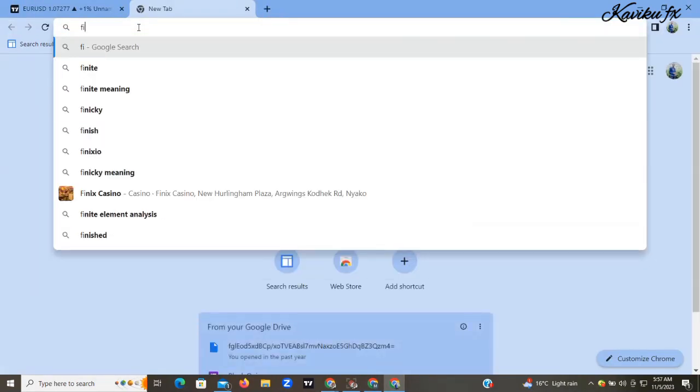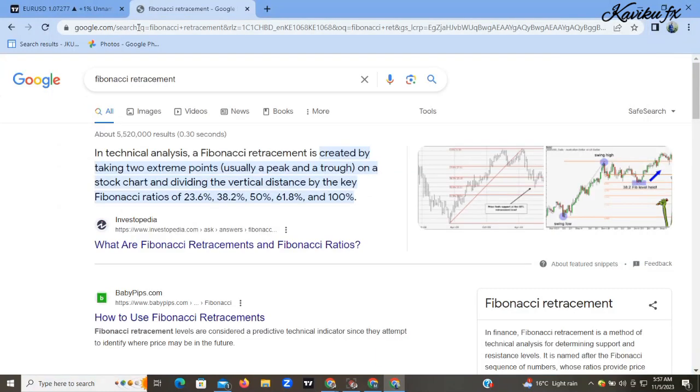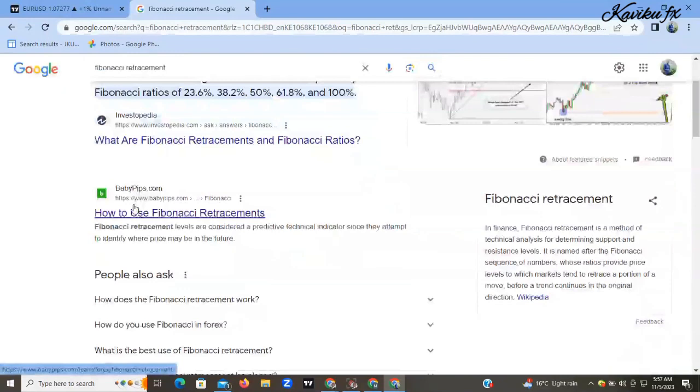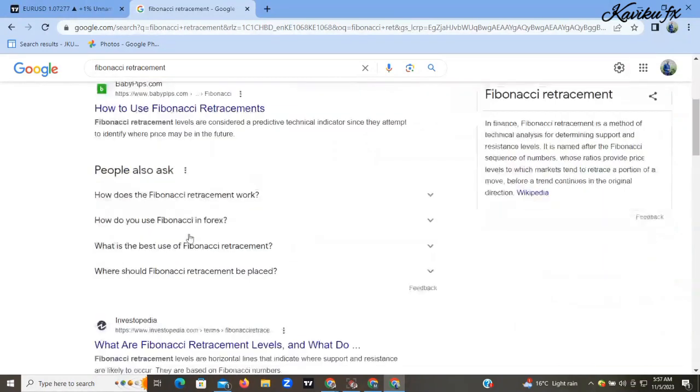As we have said, we can describe the Fibonacci retracement. Fibonacci retracement is a technical analysis tool. It is created by taking two extreme points, an extreme peak through to the trough. Fibonacci levels are considered a predictive technical indicator, since they attempt to identify what the price may be in future.